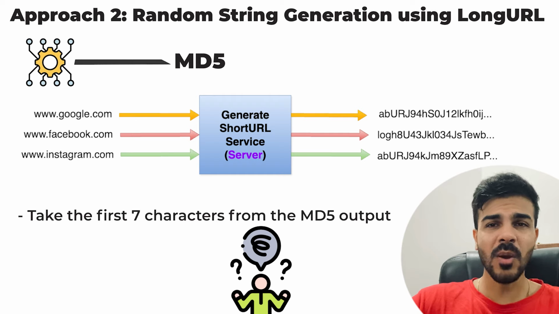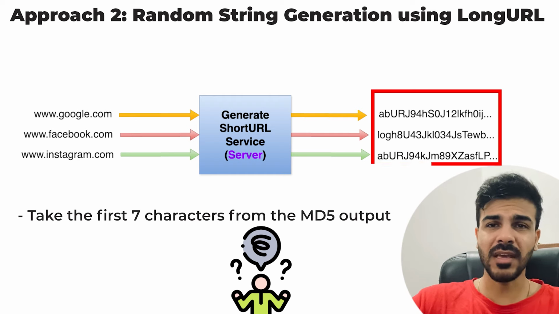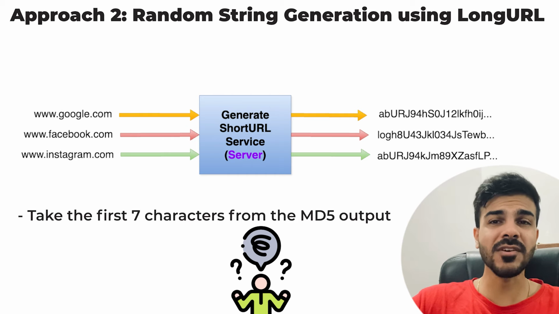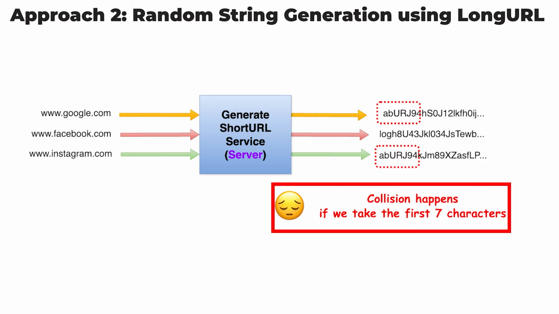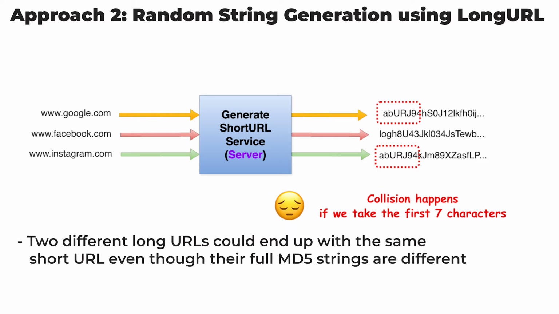While MD5 guarantees that the whole string is unique, it does not promise that the first 7 characters will be unique. As you can see from the diagram, if we take only the first 7 characters, a collision can still happen. Two different long URLs could end up with the same short URL, even though their full MD5 strings are different. So unfortunately, this approach also doesn't work.